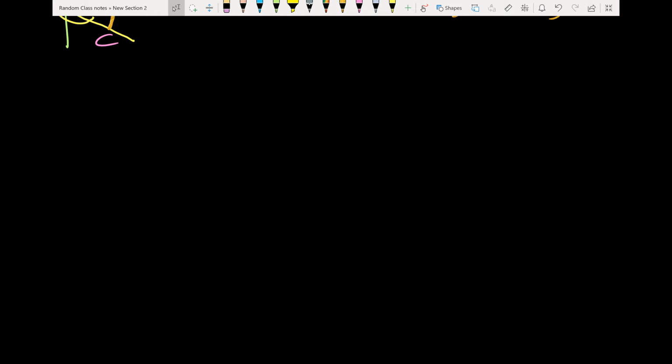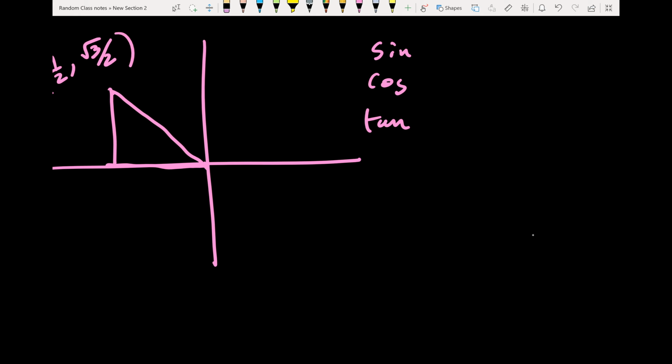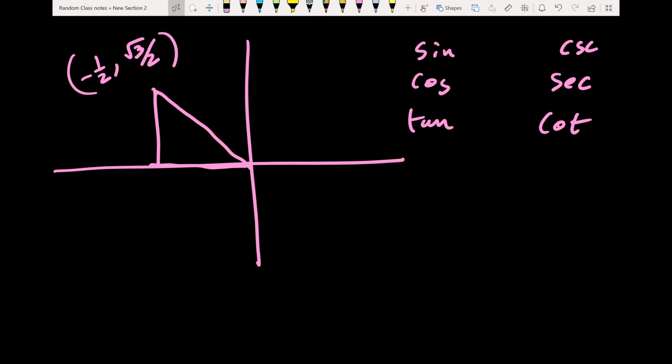All right, I want you to try this problem now. It's asking us to do all the trig of it, right? Sine, cosine, tangent, then cosecant, secant, and cotangent. All right, let's try to do this problem. Y'all ready?